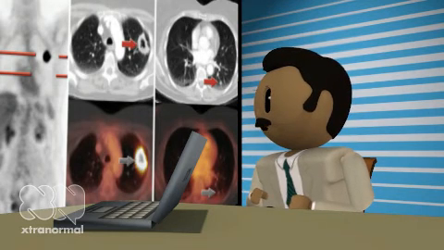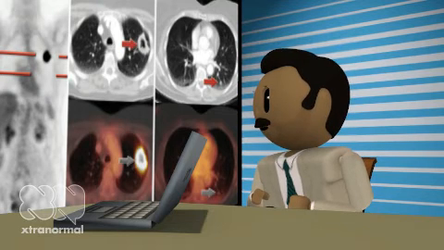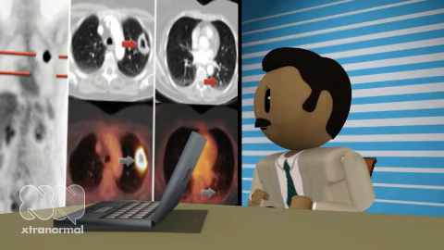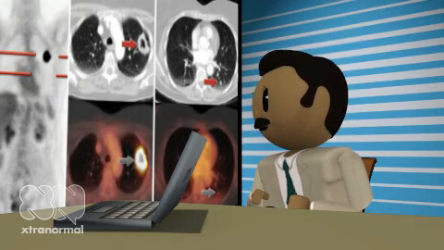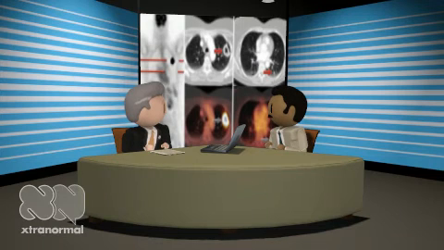For limited-stage small cell, the treatment of choice is thoracic radiotherapy and chemotherapy. For extensive stage, we use combination chemotherapy. Palliative and hospice care is crucial for end-of-life modalities. What's the prognosis for these types of cancer?